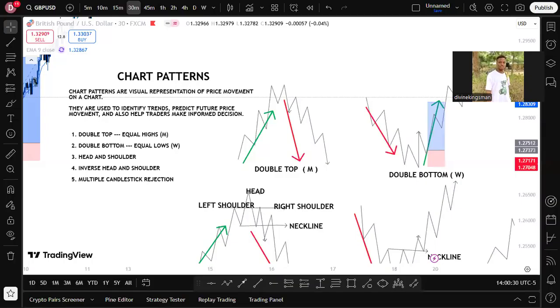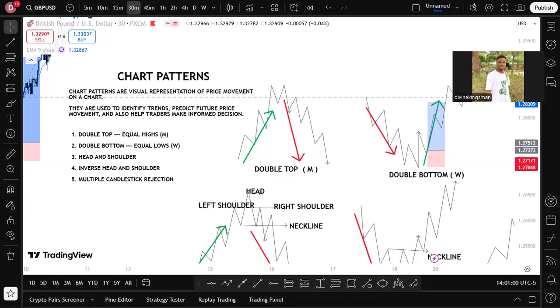I'll be doing a recap of what we talked about yesterday, and then we'll move to what we'll be covering for today. So, yesterday we discussed chart patterns, and we said that chart patterns are the visual representation of price movements on a chart, and they are used to identify trends, predict future price movement, and also help traders make informed decisions.